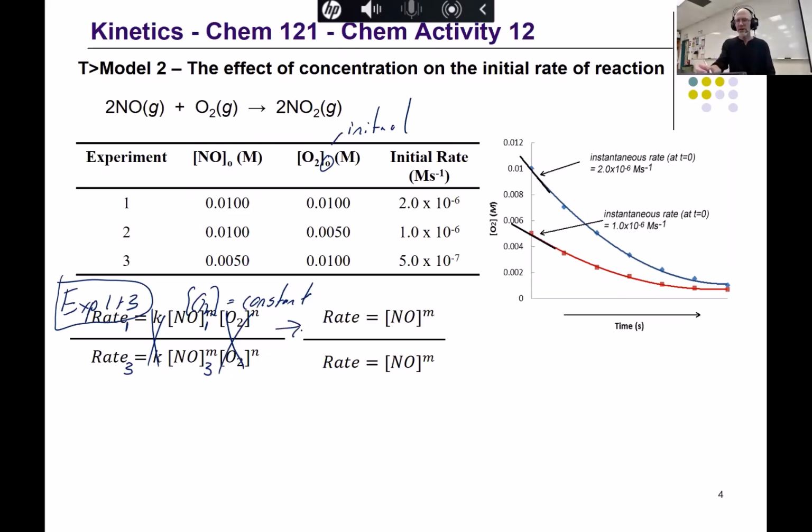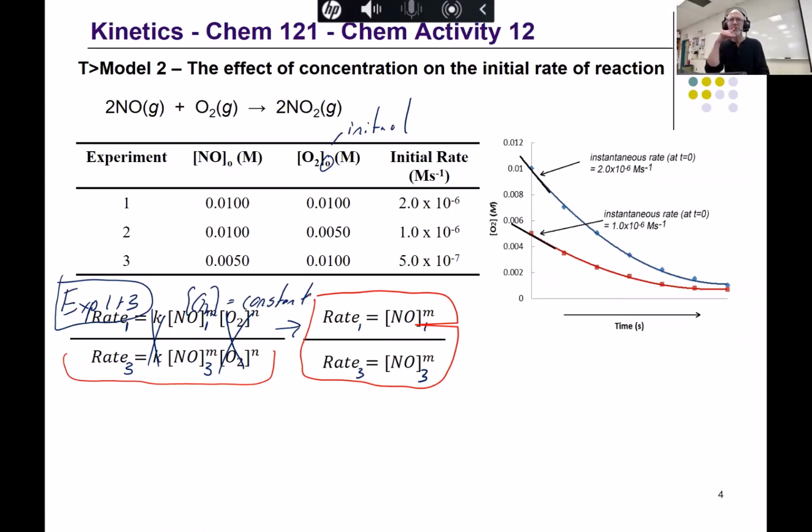Now, maybe you're starting to get the idea that if you already know what you're doing here, you really don't need to write this first statement. We had to at the beginning just so you could see where we were going. What I've highlighted in red there, you actually don't need to write that. Why not just jump right to this? If you know that you're comparing experiments 1 and 3 and oxygen's concentration is constant and the rate constant is constant, just jump right to that.